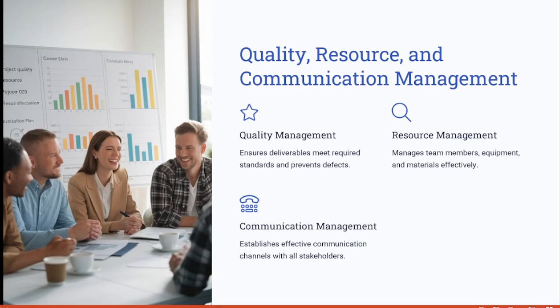Now let's talk about project communication management. It establishes effective communication plans with the stakeholders, and it defines how the project updates and reports should be shared.